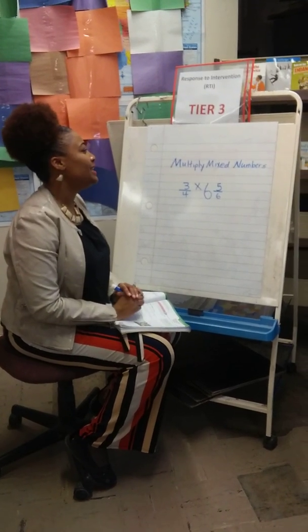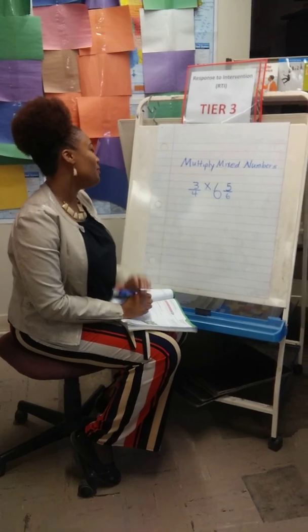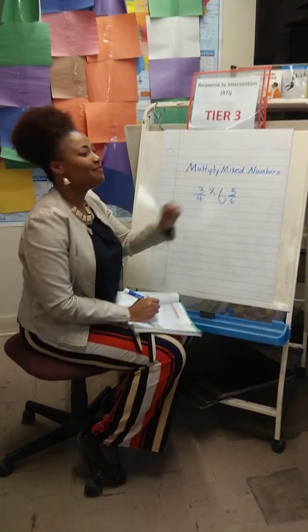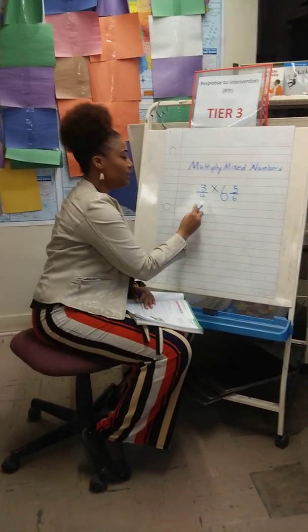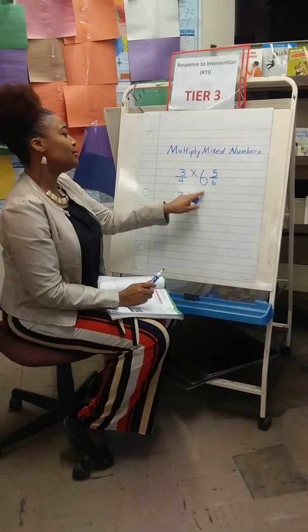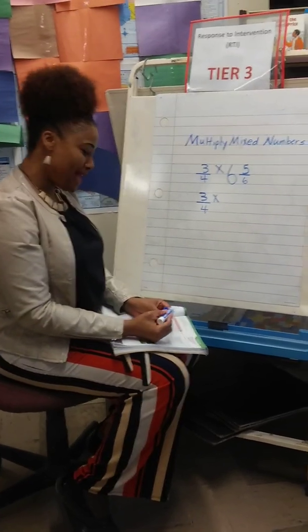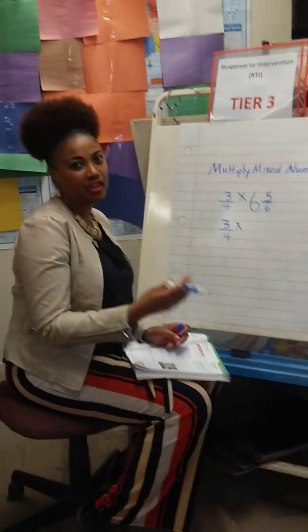Alright, today we will be learning how to multiply mixed numbers. The first problem we have is 3/4 times 6 and 5/6. Well, we can leave the fourth as is, but with the mixed number, we want to change it to an improper fraction. So you may be asking, how do we change the mixed number to an improper fraction to make it easier to multiply?